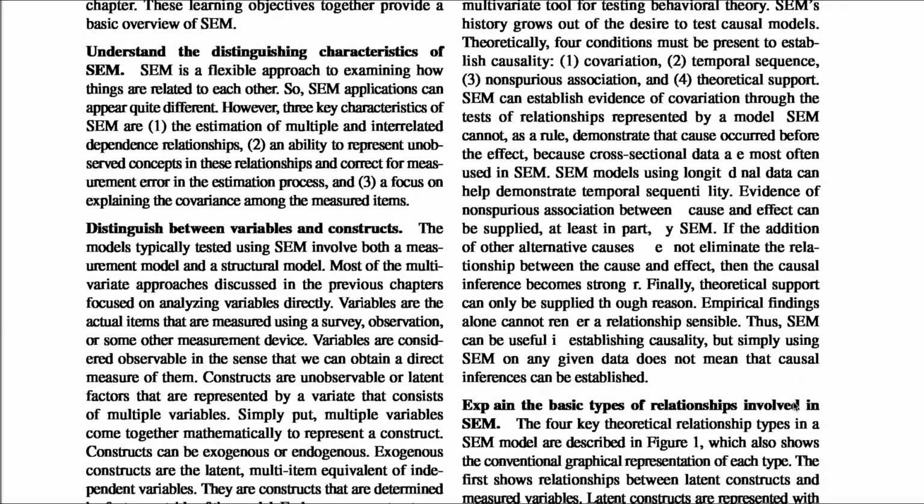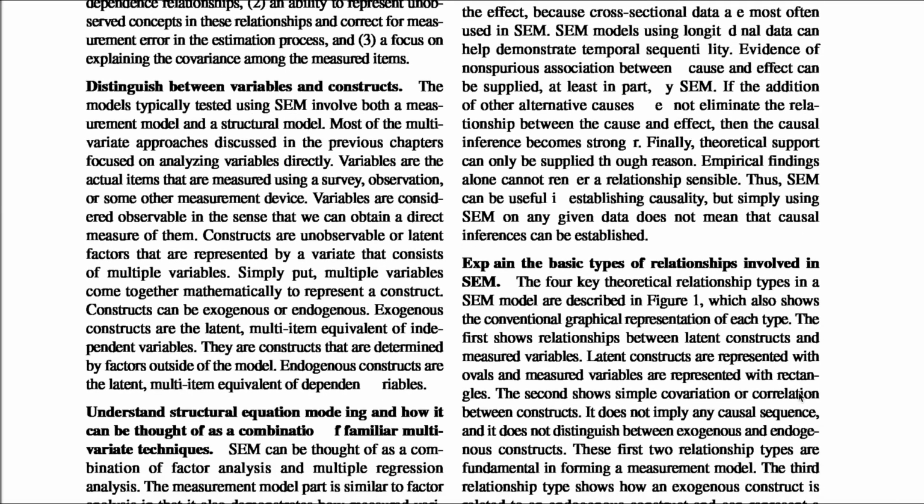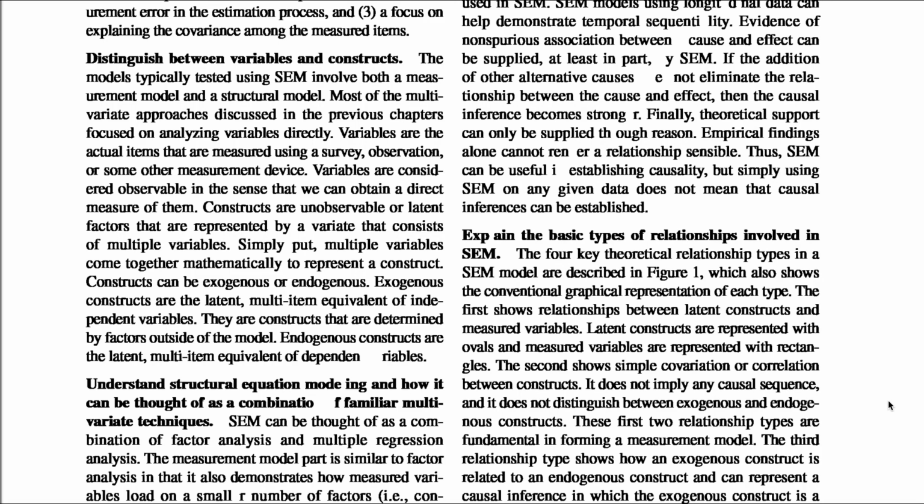Let's talk about the distinction between variables and constructs. The modeling typically done using structural equation modeling involves both a measurement model and a structural model. Most of the multivariate approaches discussed in the previous chapter focused on analyzing variables directly. Variables are the actual items that are measured using a survey, observation, or some other measurement device. Variables are considered observed in the sense that we can obtain a direct measurement of them.